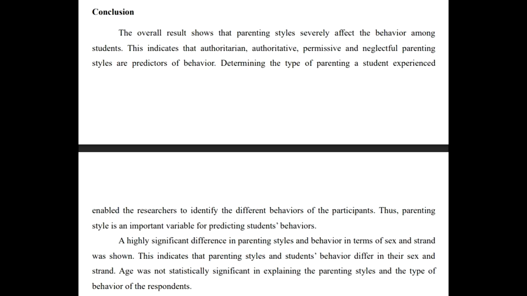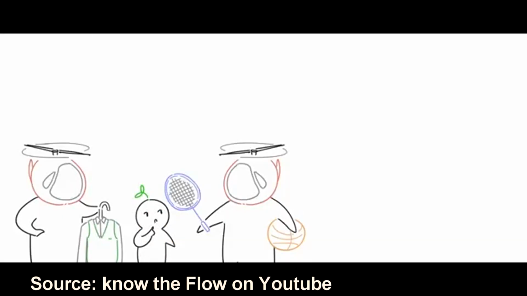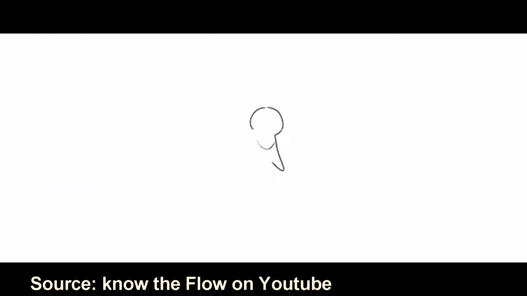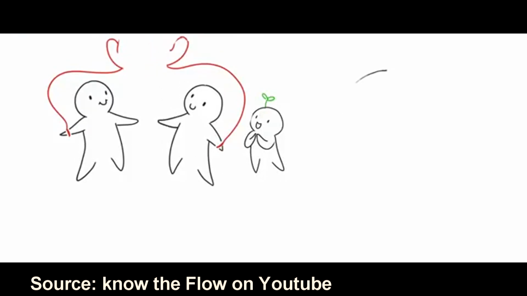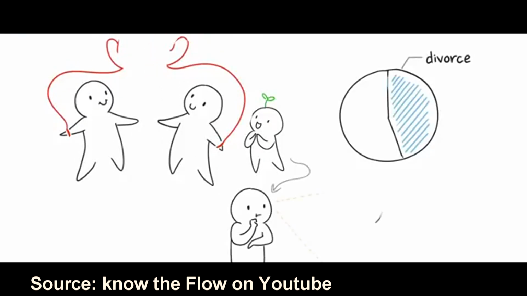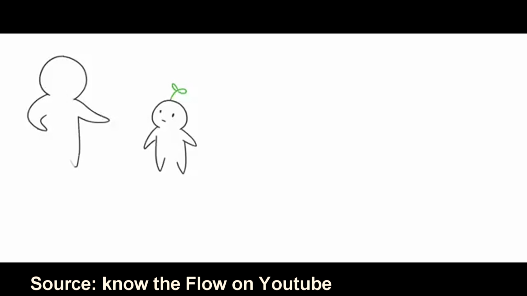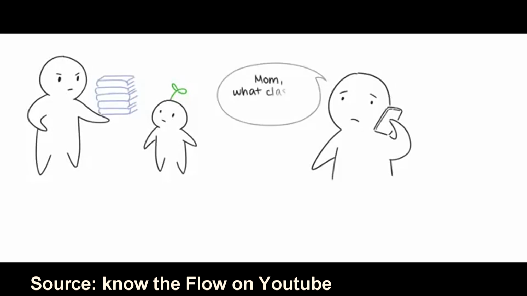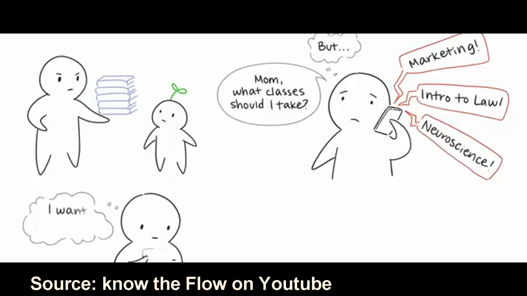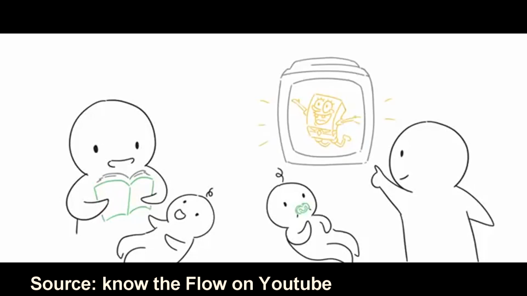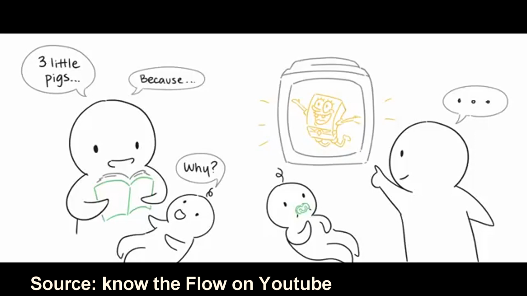The overall result shows that parenting styles significantly affect the behavior among students. This indicates that authoritarian, authoritative, permissive, and neglectful parenting styles are predictors of behavior. A highly significant difference in parenting styles and behavior in terms of sex and strand was shown. This indicates that parenting styles and students' behavior differ in their sex and strand. Age was not statistically significant in explaining the parenting styles and the type of behavior of the respondents. This research study will contribute to the field of education by determining the different types of parenting styles in accordance to the behavior of the respondents.